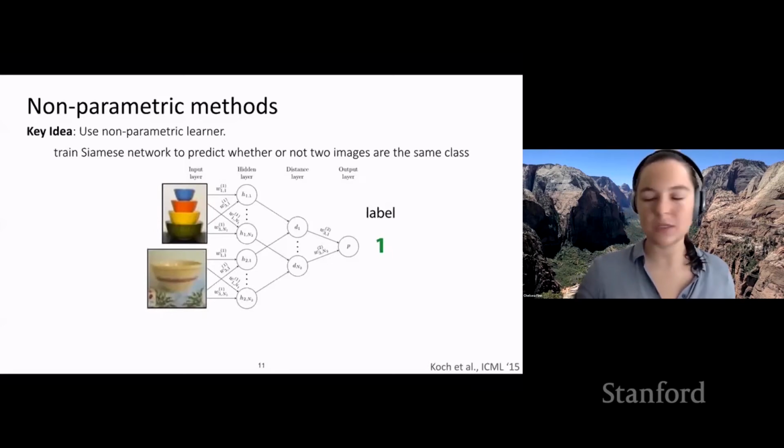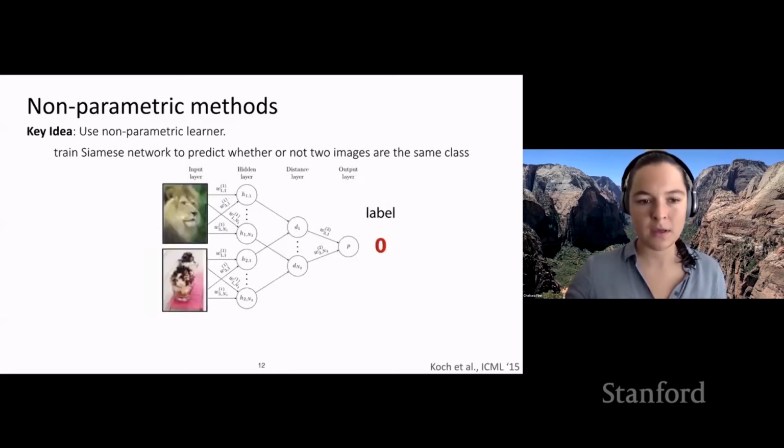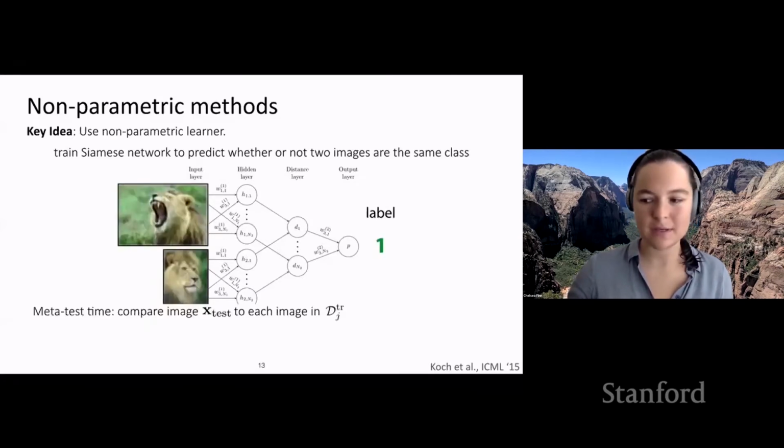Yeah, so in this case, you would train it to output 1. In this case, you would train it to output 0. In this case, you would train it to output 1, and so forth. So essentially, you're training a network with your meta-training data to tell you whether or not two images are from the same class.